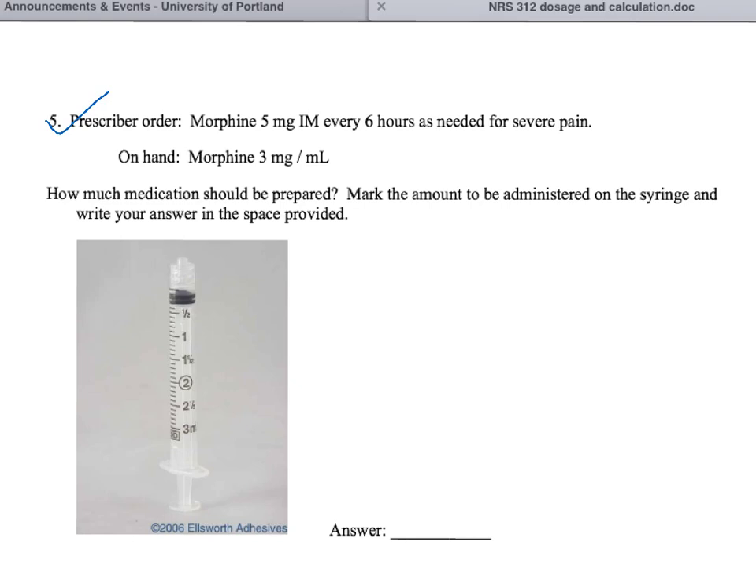And what the prescriber has ordered is morphine, 5 milligrams. And they want you to give that intramuscularly every 6 hours as needed for severe pain. This information here you don't need to know right away in order to calculate how much medication to prepare. So if it helps you when you're taking tests or getting ready to prepare medications, cross off the extraneous information that you don't need to know right now. What you need to know right now is that morphine, 5 milligrams, has been ordered.